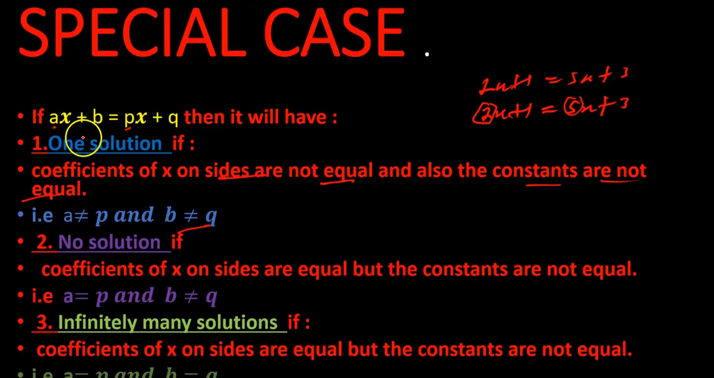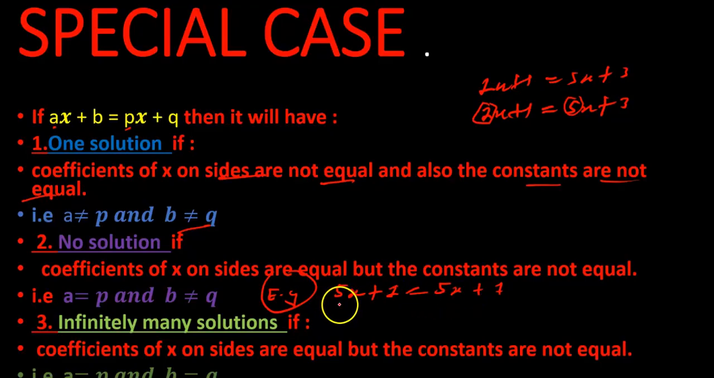If you have them equated like that, then there will be no solution if the coefficient of x on the left hand side, that's your a, is the same as the coefficient of x on the right hand side. That means if a equals p and b is not equal to q, that is no solution. Let me give you an example. Let's say I have 5x plus 2 is equal to 5x plus 7. This is an example of no solution.